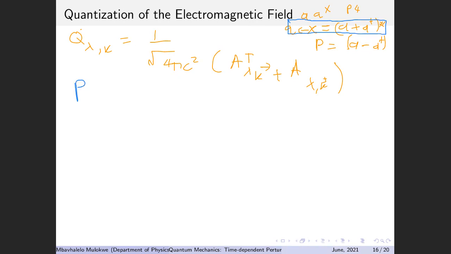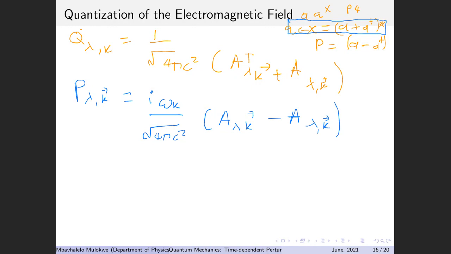Right? And we do the same thing for the P lambda k vector. This is i omega k over the square root of 4 pi c squared, times A lambda k, coming with a negative sign. This is the analog of that expression there.